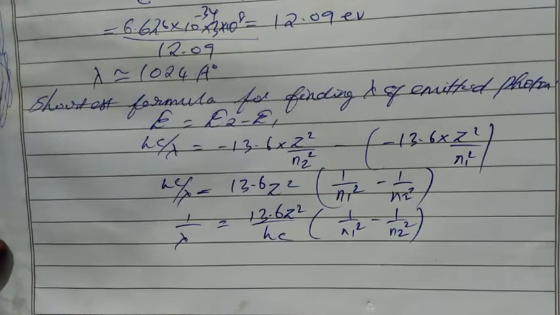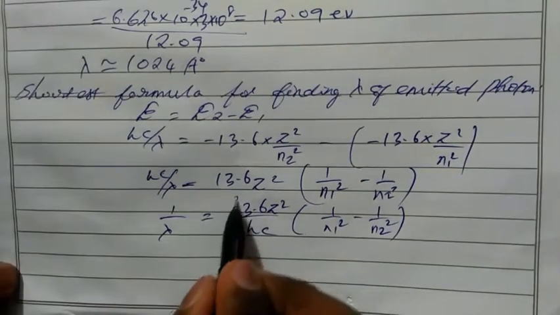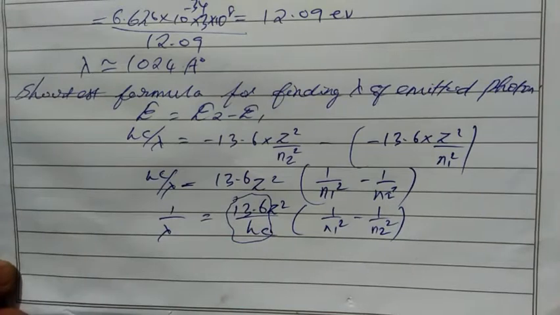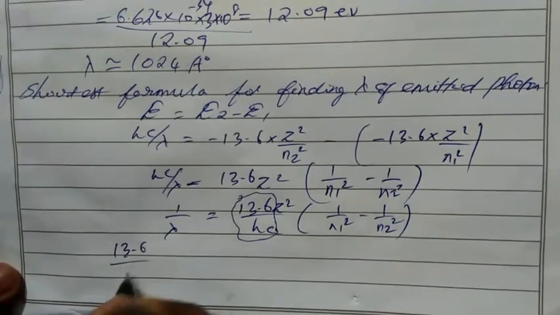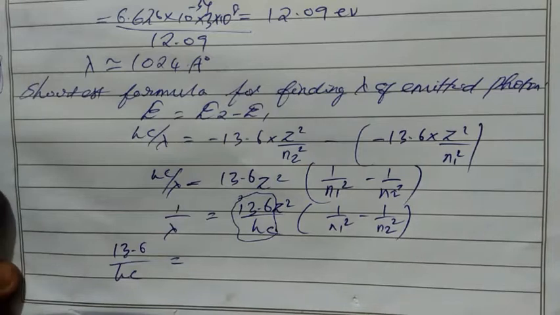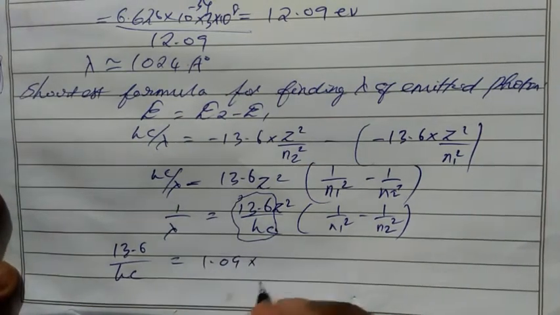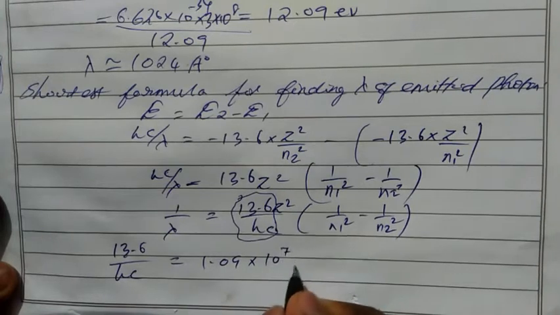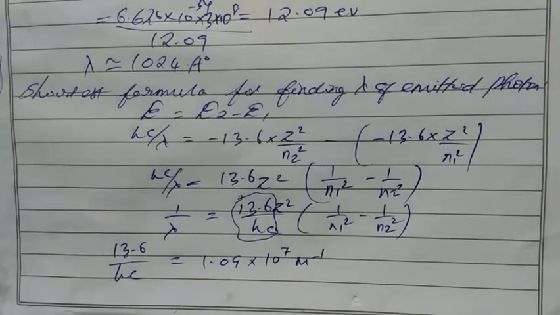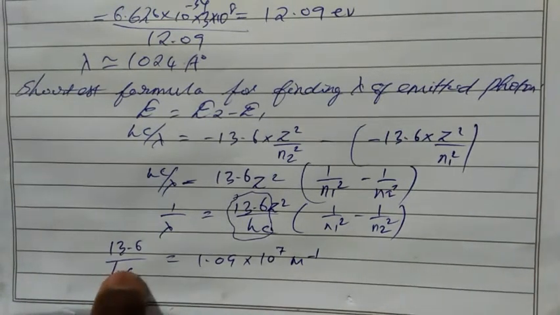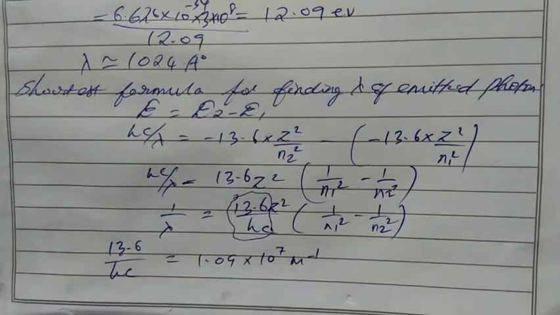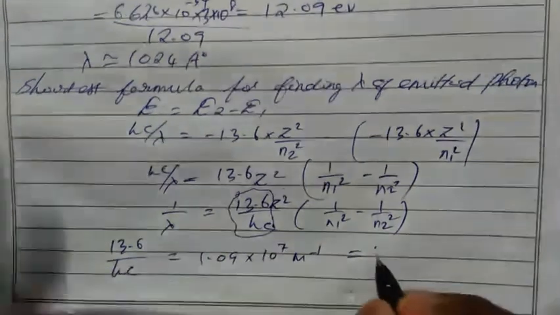So these values are constant: 13.6 divided by hc. Correct? The value of 13.6 divided by hc is equal to 1.09 into 10 power 7 meter inverse, by substituting the values of Planck's constant and the speed of light and dividing by 13.6. So this value is also known as capital R.